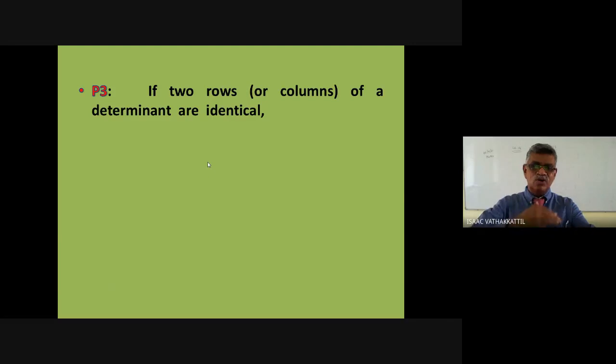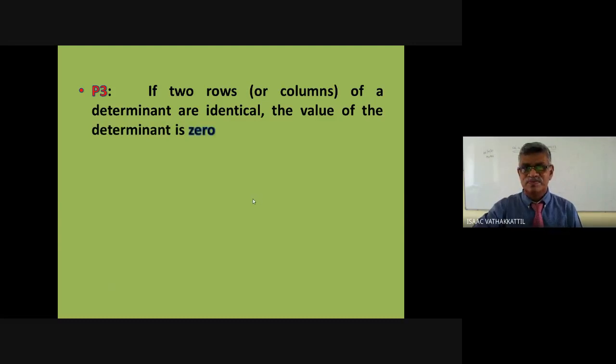But suppose both the rows are identical, the value cannot change, yet it has to become negative. These both combine together. That means the value of the determinant will be 0. Simple logic: if we interchange two rows, the value has to go to negative. But if both rows are identical, interchanging them, the value cannot change because they are the same thing. But the value has to go to its negative. So it is 0. Very important property.